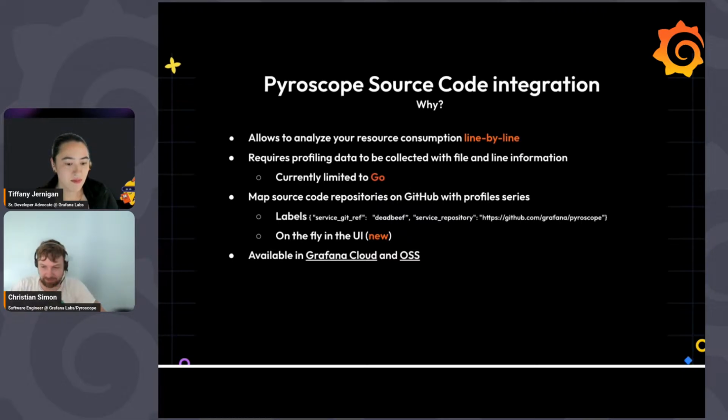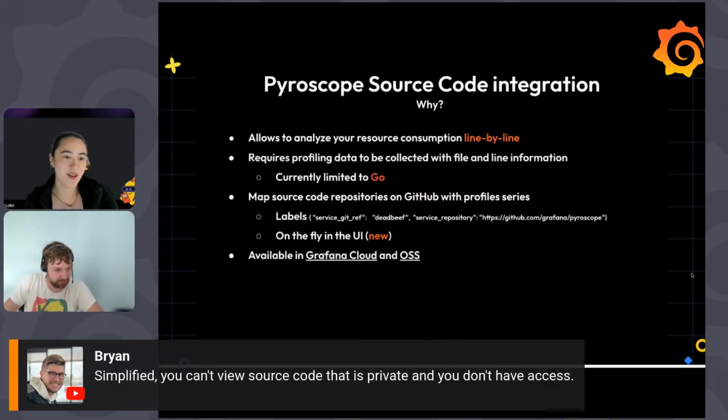Internally, we have that off, so we need to authenticate another time to access Grafana source code. This is also necessary before I can see it in the source code integration. So there's no loophole, I guess. Yeah, Brian saying, simplified, you can't view source code that is private and that you don't have access to.